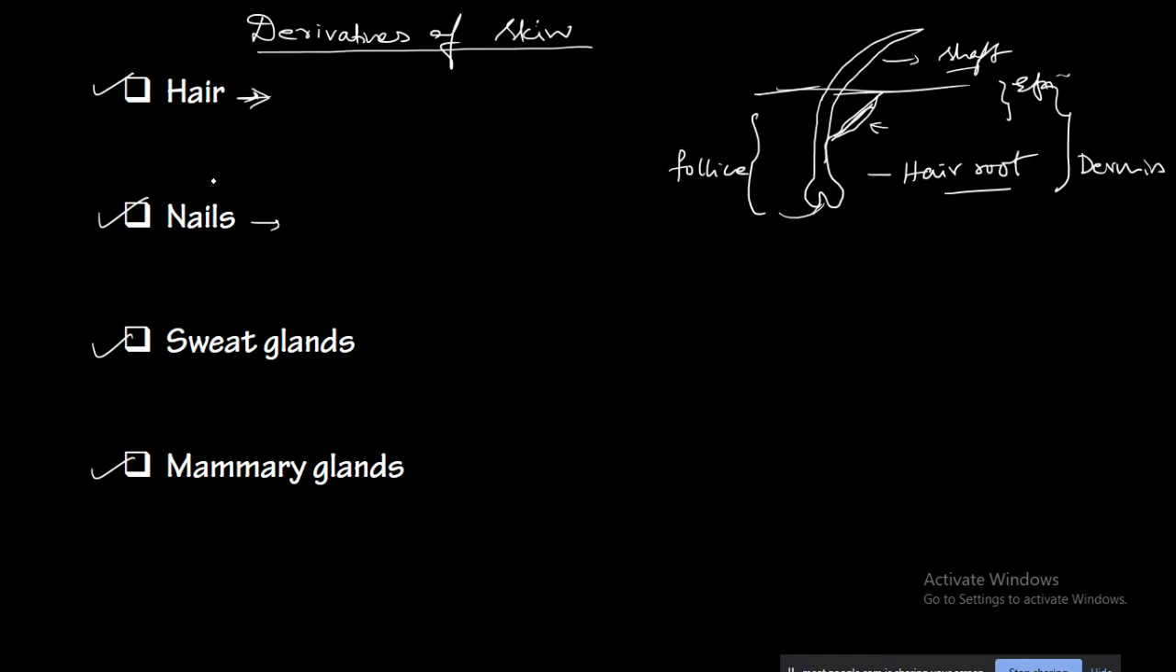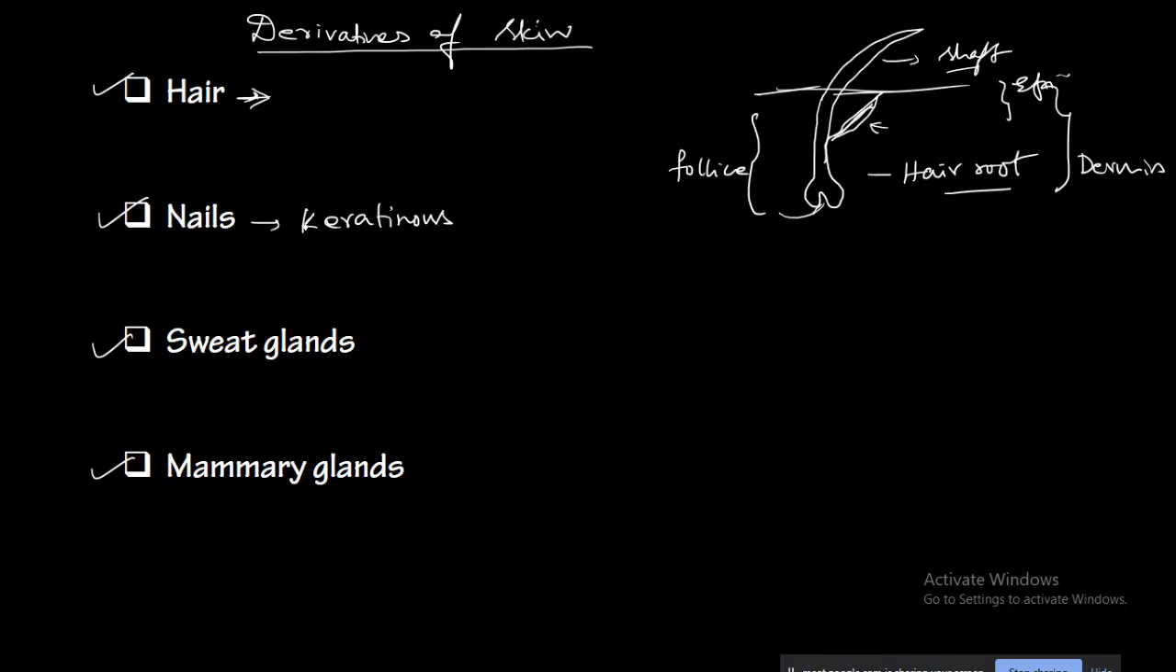What are nails? Nails are nothing but keratinous. What is the meaning of keratinous? Keratin is nothing but a protein, a very tough protein. Even the hooves of animals, like the hard part at the bottom of a cow's or buffalo's foot, are also made up of the protein called keratin. So the nails are also made up of keratin, keratinous protein. These are all dead cells.